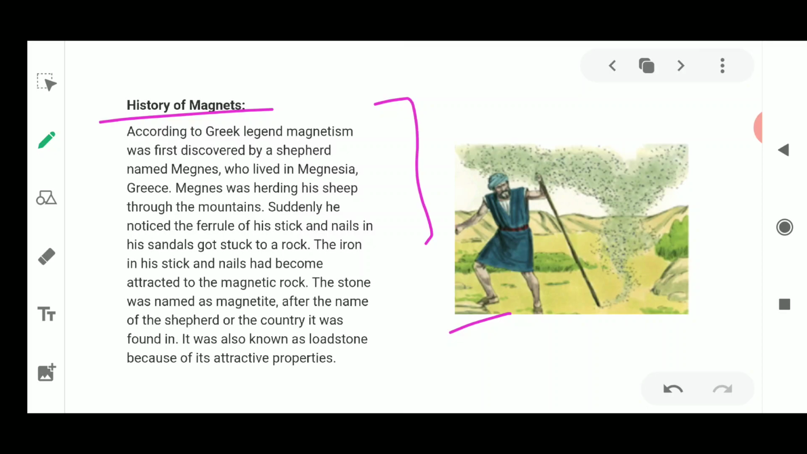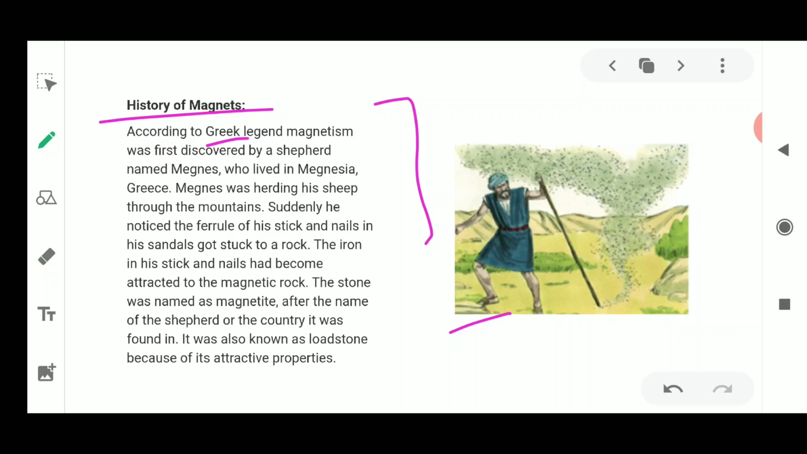According to a Greek legend, meaning according to Greek stories, it is a type of story, or a type of literature, you could say. In English, you would have studied the word legend. So according to a Greek legend, magnetism was first discovered by a shepherd. It is very strange that it was discovered by a shepherd whose name was Magnus.